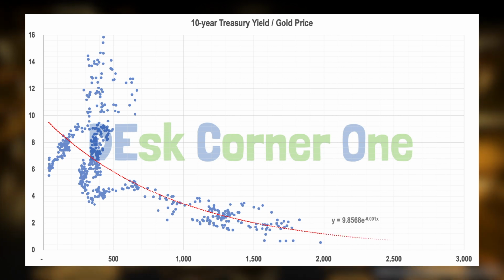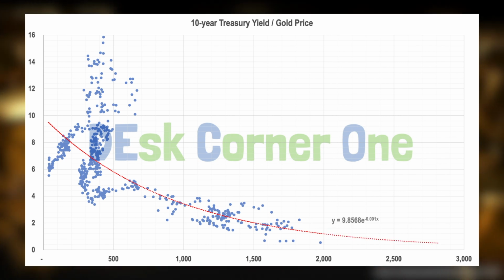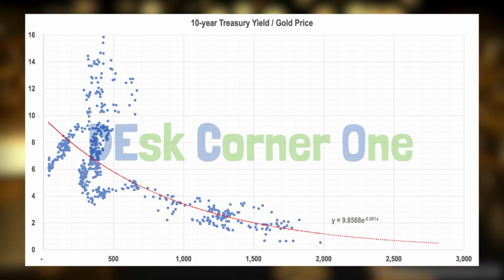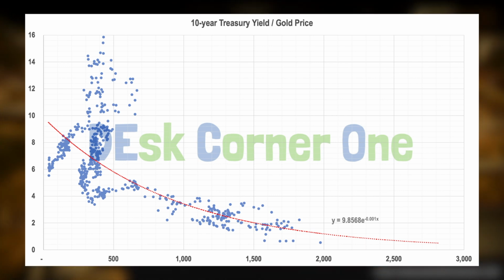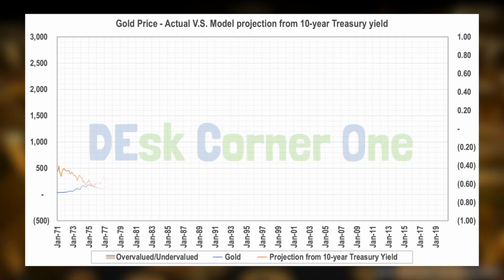And there, I can also get the equation of this trend line in Excel, so we can make use of this equation to project a reasonable price for gold under a certain Treasury yield level, all other factors being unchanged. Here's the result we have.